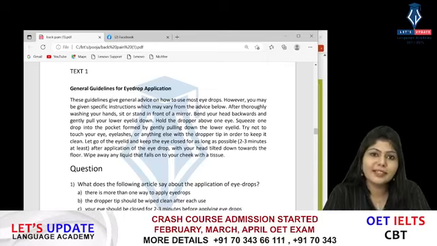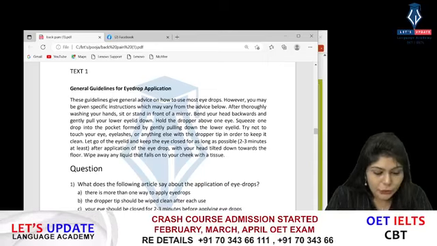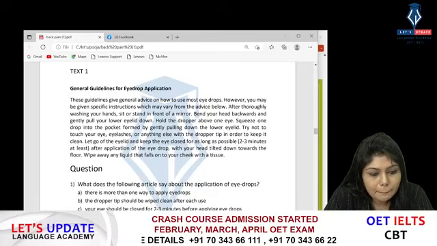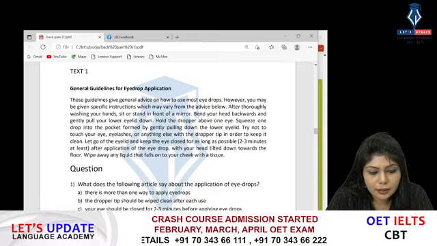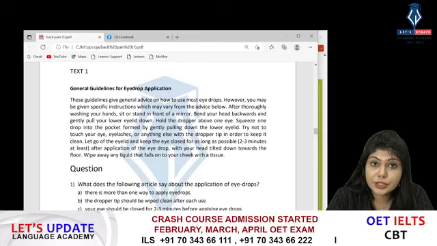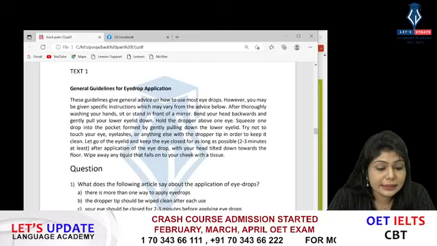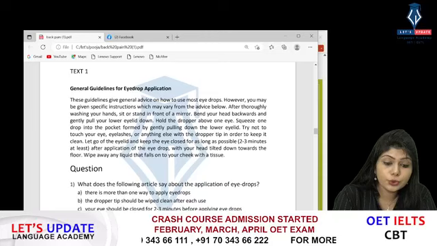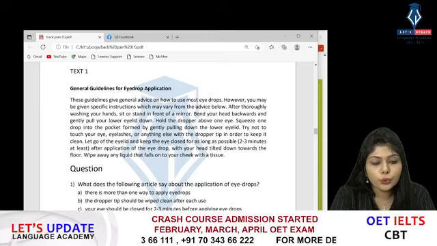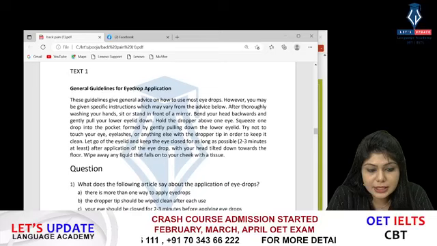Okay, so let's read it together now. The question was, what does the article say about the application of eye drops? The extract goes: these guidelines give general advice on how to use most eye drops. However, you may be given specific instructions which may vary from the advice below.